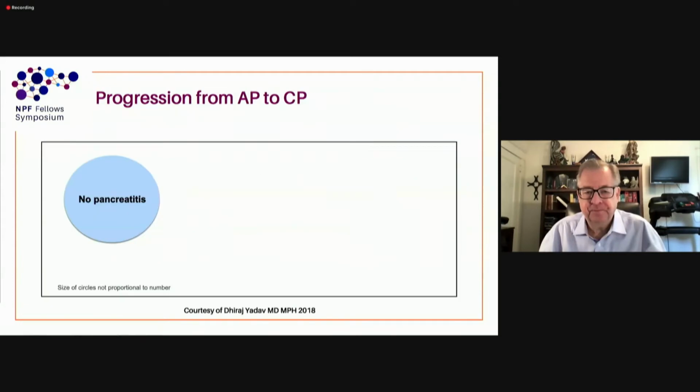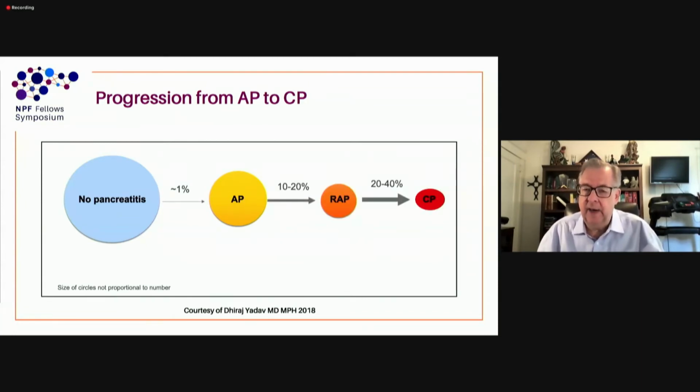What we see is there's often a progression, usually from acute pancreatitis to chronic pancreatitis. This is called the sentinel acute pancreatitis event. About 1% of people with no pancreatitis have acute pancreatitis. About 20% or more get recurrent acute pancreatitis, and of those, there's a high rate to progress to chronic pancreatitis, although some people go directly from acute to chronic, and that may be because of the severity of the injury.